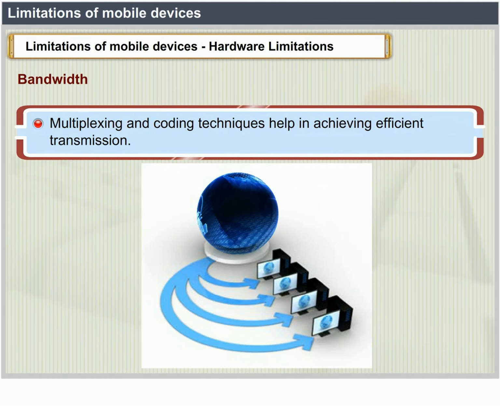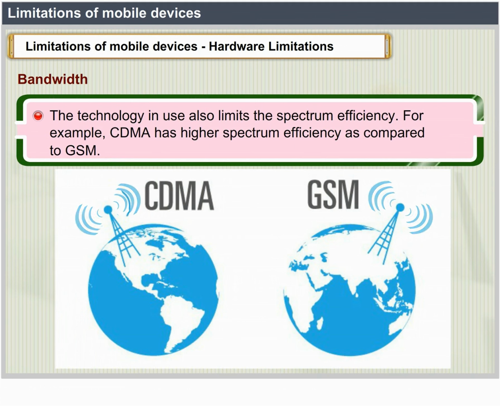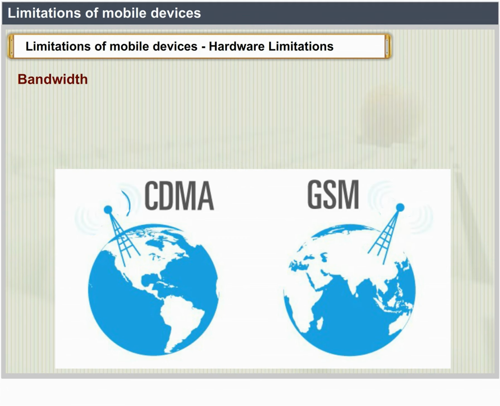Multiplexing and coding techniques help in achieving efficient transmission. The technology in use also limits the spectrum efficiency. For example, CDMA has higher spectrum efficiency as compared to GSM.